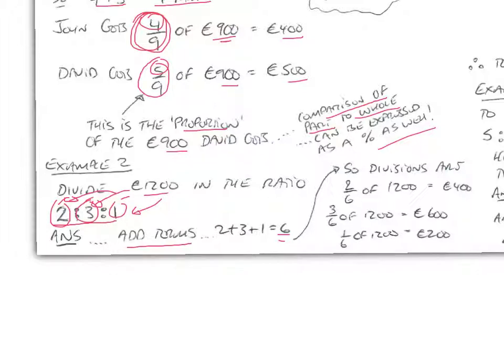Okay, so the divisions would be as follows. Someone would get 2/6 of the €1,200, that would be €400. Someone would get 3/6 of the 1,200, that would be €600, and the last person would get 1/6 of the 1,200, and that would be €200.